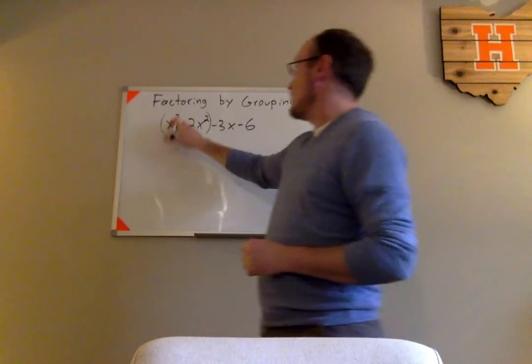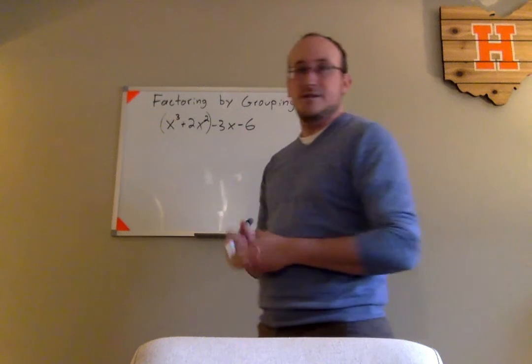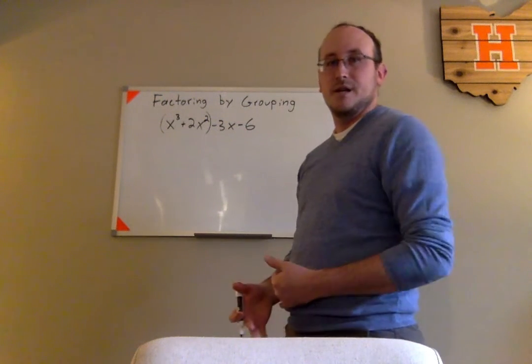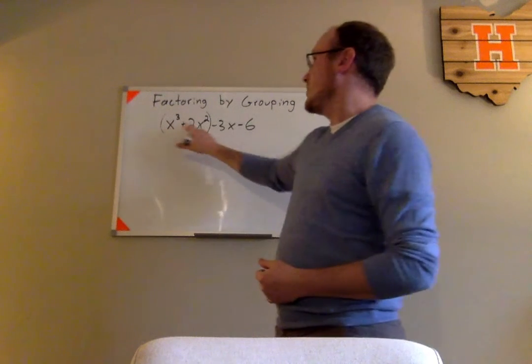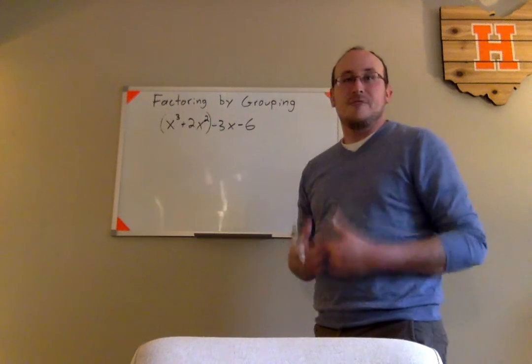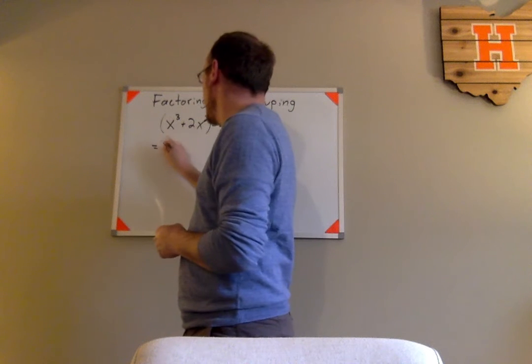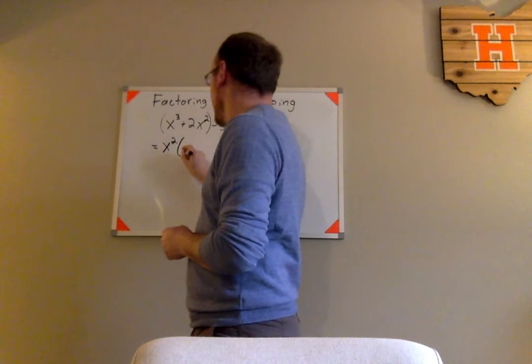And I look at x to the 3rd power plus 2x squared and see that there's nothing in common between their coefficients other than 1, so that doesn't help me. Looking at the variables, when I see x to the 3rd power and x to the 2nd power, I can factor an x to the 2nd power out of each one of those. So this should equal x squared times the quantity.